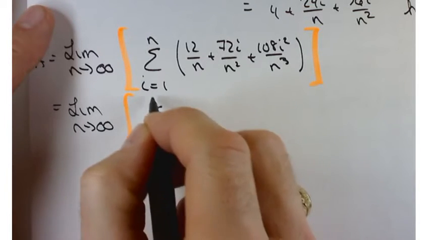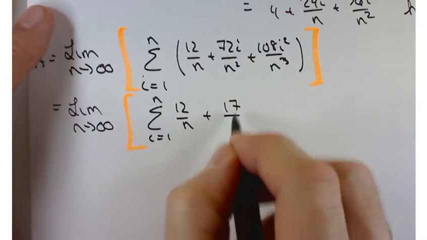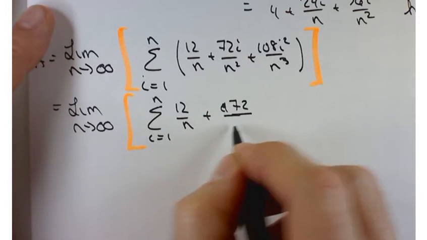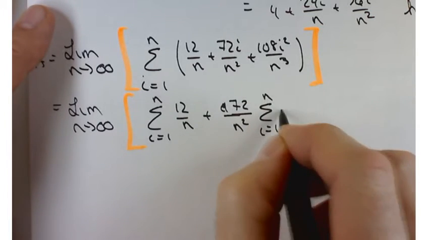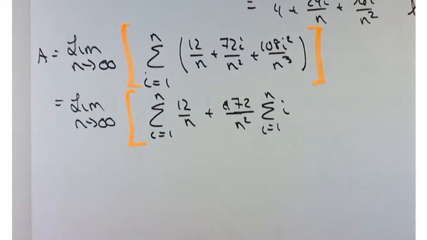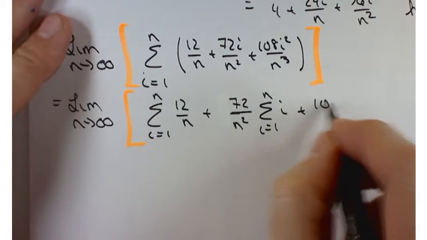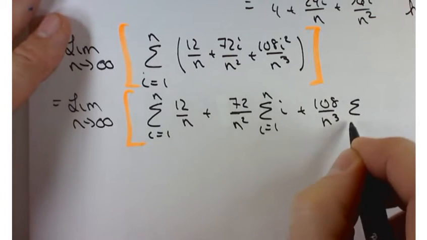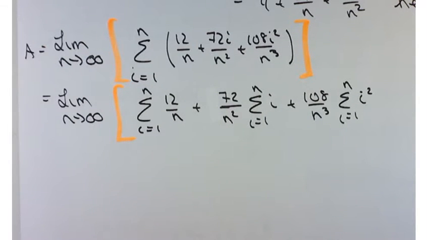Sum from i equals 1 to n of 12 over n, plus 72 over n squared times the sum from i equals 1 to n of i, plus 108 over n cubed times the sum from i equals 1 to n of i squared. Notice that the properties of the summation parallel a lot of the properties that you've seen with the integral.